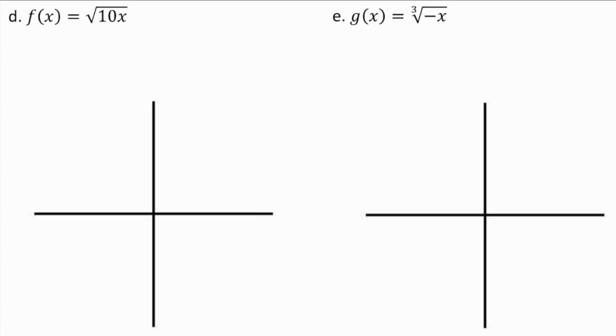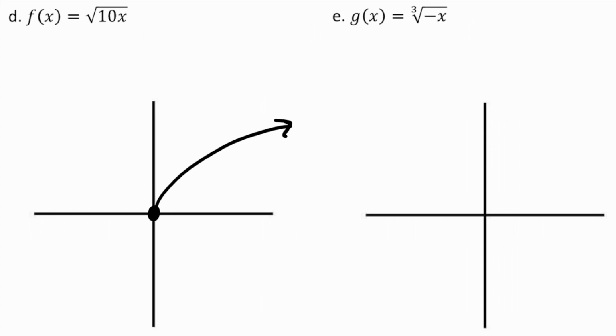Alright, the square root of 10x, that's going to have its vertex where 10 times x equals 0, and that'll just be where x is 0, and f of 0 would be the square root of 0. Okay, so it's starting here at the origin. And it's going to be kind of one of those curves.